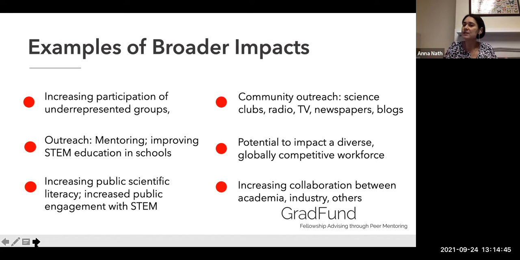These categories, it could be many different things. But again, thinking about that larger potential of broader impacts of yourself later on. Maybe it's a diverse, globally competitive workforce. Maybe it is increasing collaboration between academia, industry, and something else. Again, begin thinking about what it is that you're trying to achieve later on.